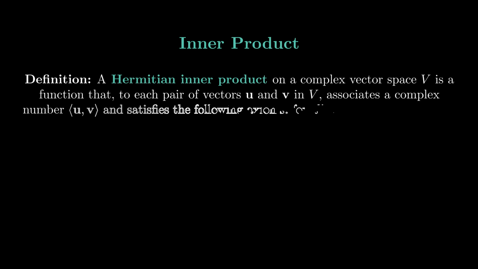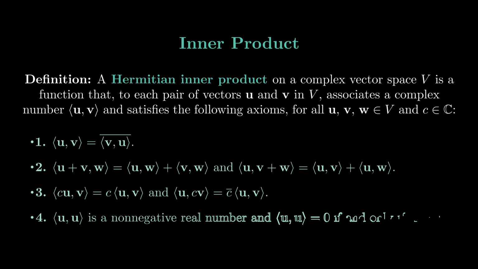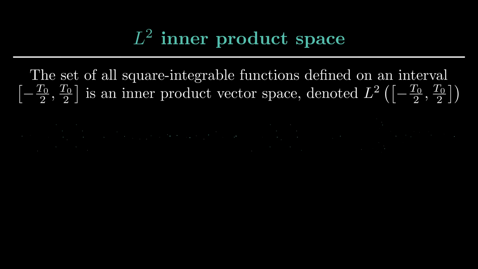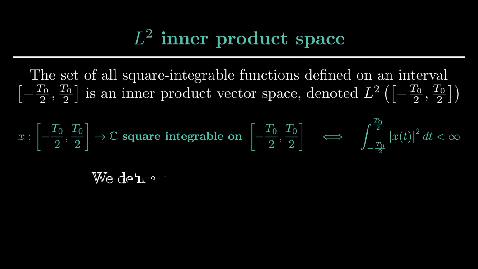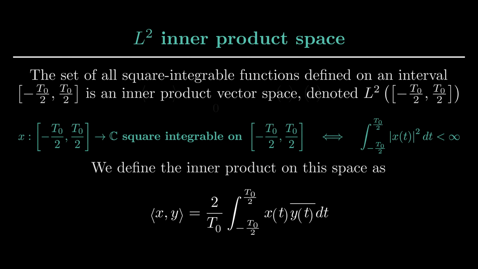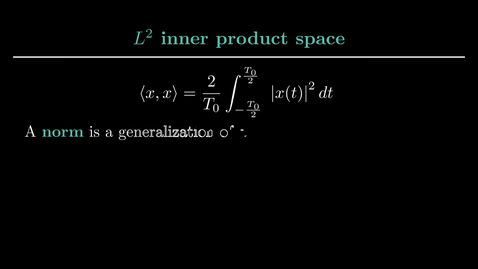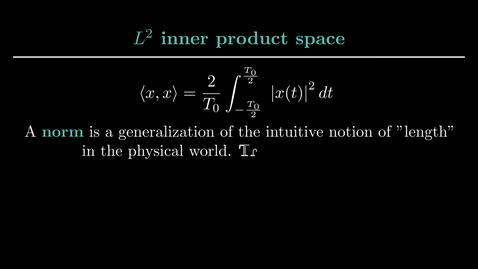An inner product should satisfy some fundamental axioms that are consistent with the idea of a dot product. Vector spaces that have some inner product defined on them are called inner product spaces. An example of such a vector space is the vector space of all square integrable functions. The inner product is a very powerful tool because it allows us to generalize the notions of length, angle, orthogonality, and many other properties associated with Euclidean spaces to arbitrary vector spaces.